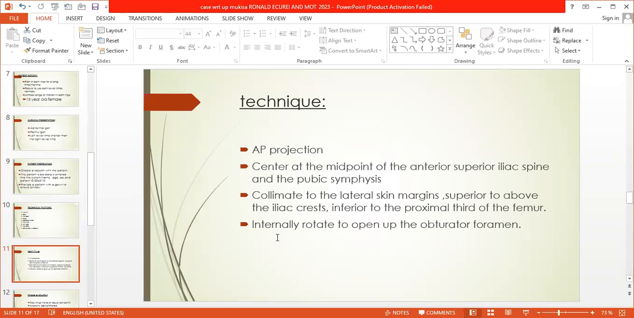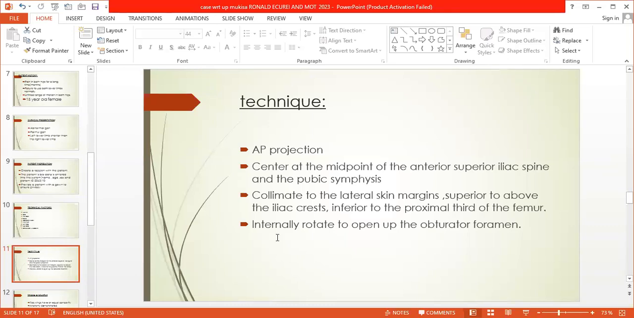You have to palpate after getting consent from this patient, and the pubic symphysis. So 2 inches above the pubic symphysis, that's where we're going to find a correlation of the anterior superior iliac spine, the ASIS. Then we collimate to the lateral skin margins. Don't use a wide beam, as a wide beam may lead to scatter radiation. You as a radiographer, you're going to be damaging yourself as well, and thinking that you're only damaging the patient.